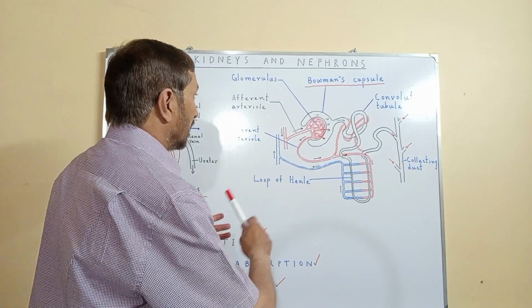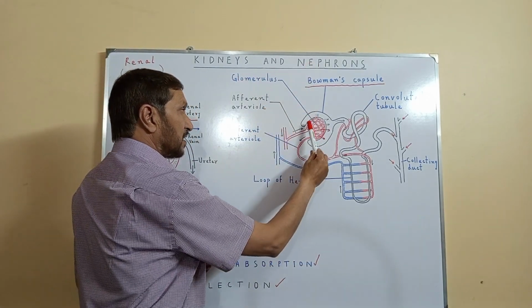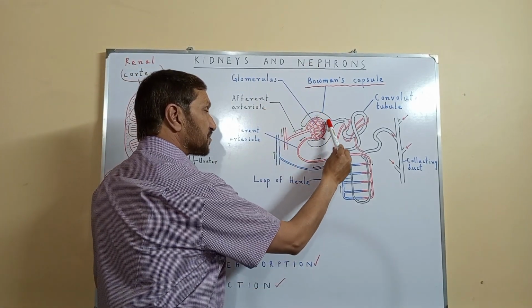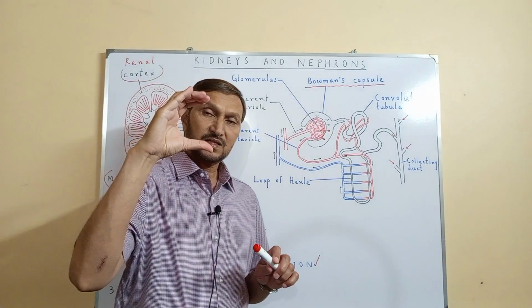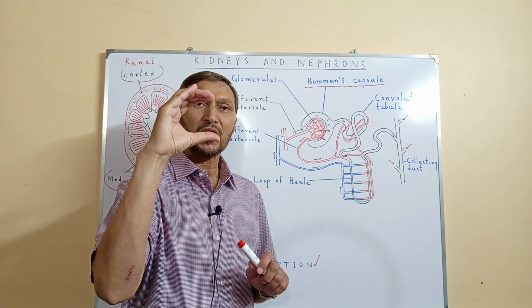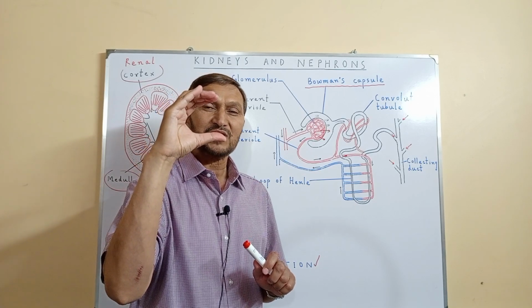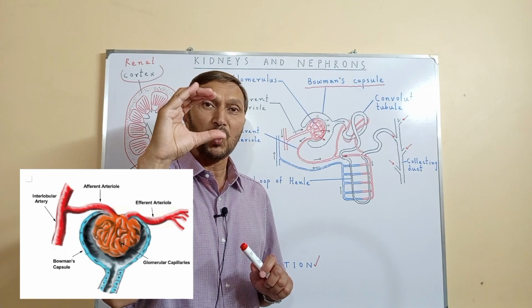So this nephron has a cup-shaped structure, a cup-like structure like this. This cup-shaped structure is called Bowman's capsule. It is named after the scientist who discovered it, Bowman.